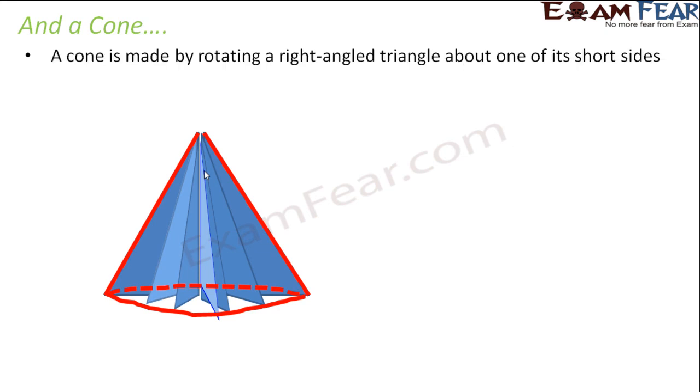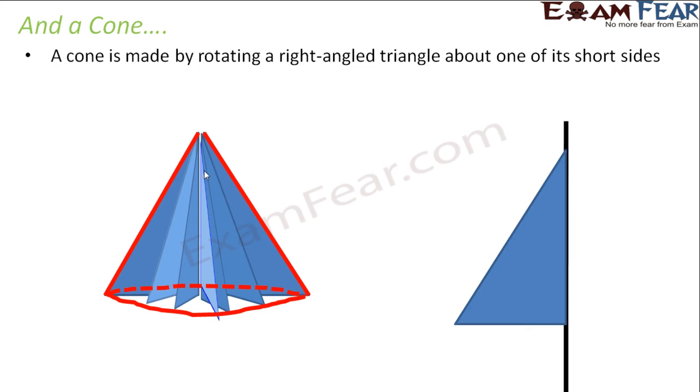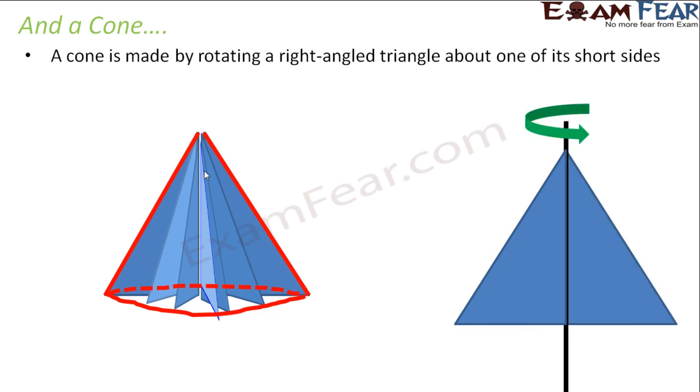So what can we say? We can say that a cone can be made by either stacking triangles in a circular fashion, or you can say that by rotating a right angled triangle about one of its short sides. So if this is your right angled triangle, you consider this axis as the axis, and then you start rotating it in circular fashion.